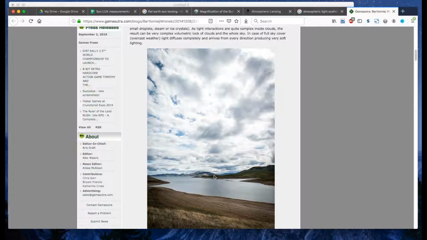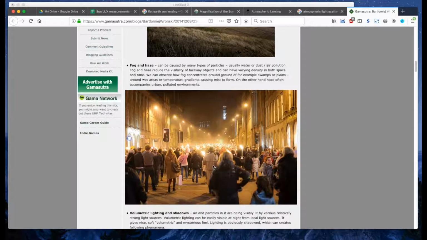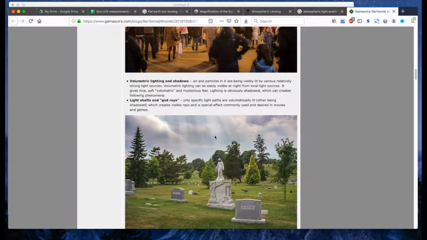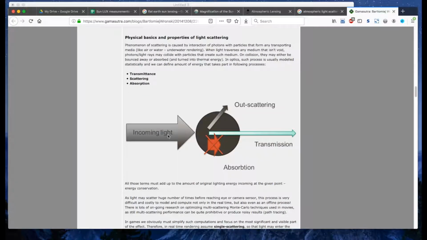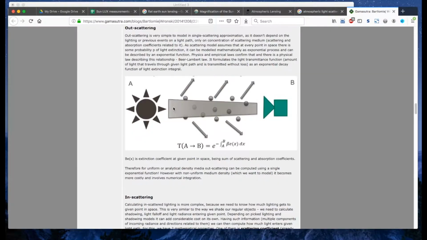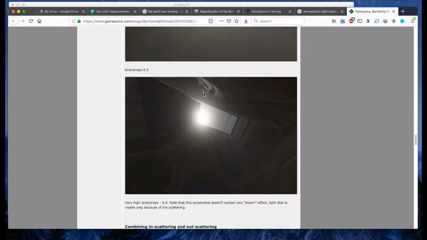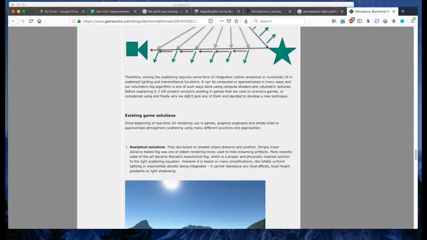Then there's other things here. Here's another picture of another mountain. Here's, I guess, a damp, foggy evening, and you can see the light reflecting from the street lights. Here's another one. Here's the theory behind it. And here they start dealing with the games themselves.